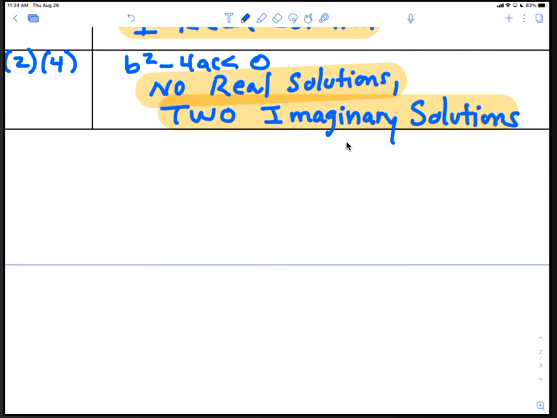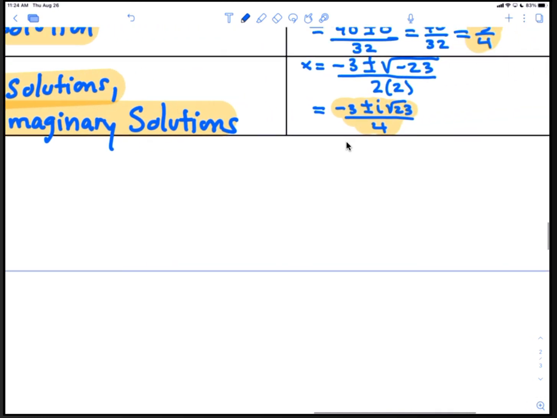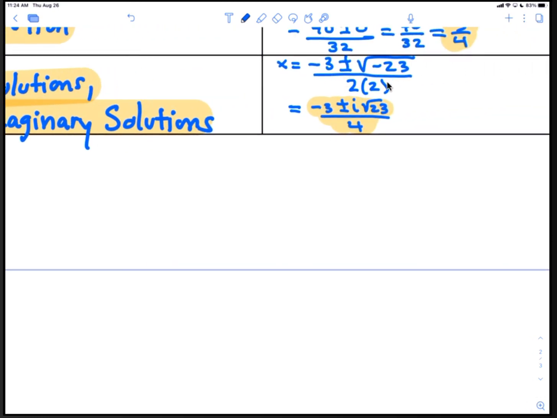What are those imaginary solutions? We simply plug into the quadratic formula and we get negative 3 plus or minus the square root of negative 23 over 2 times 2, which is then negative 3 plus or minus i square root of 23 all over 4.